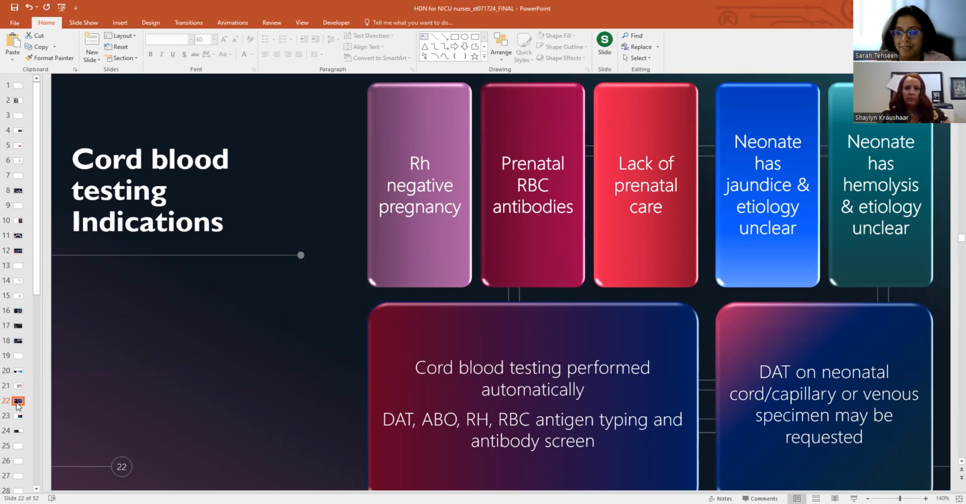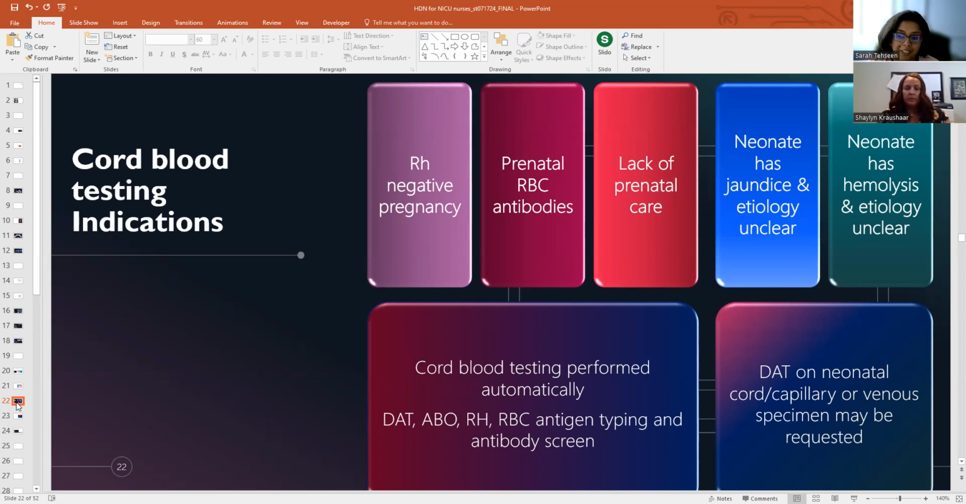Sometimes what will happen is cord blood testing and maternal antibody screen will be getting done simultaneously. And in an RH negative pregnancy, the value of cord blood testing is to figure out if the baby is RH positive or not. So if the baby is RH positive, the mom gets Winrho, otherwise she doesn't get Winrho.